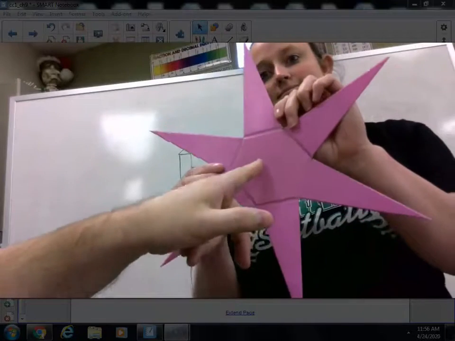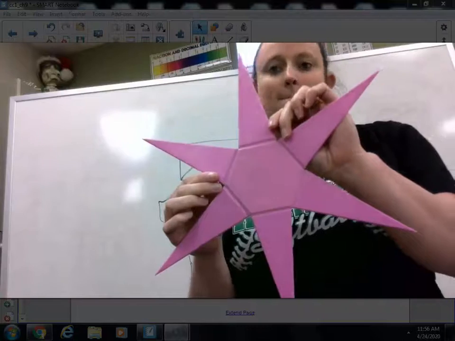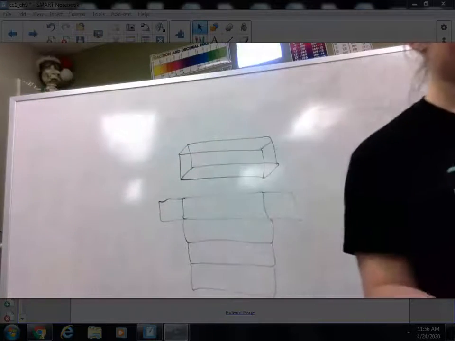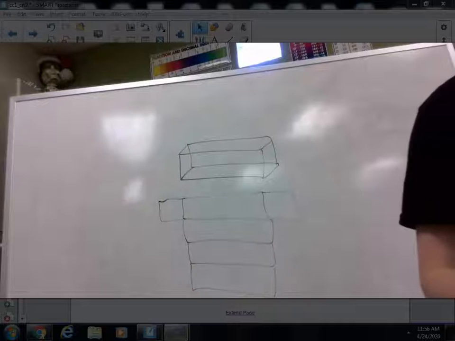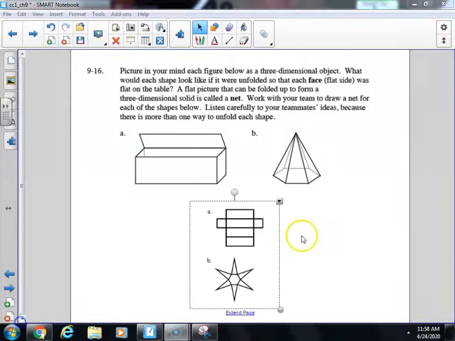So here is our bottom base, and you have your 1, 2, 3, 4, 5, 6 triangles that made up the sides of your prism, I'm sorry, pyramid. So here's a recap of what your answers would be for A and B. Here was your rectangular prism deconstructed and flattened, again with your 6 different faces. And here was your letter B with your base, which was a hexagon, and your 1, 2, 3, 4, 5, 6 triangles that made up the different faces.